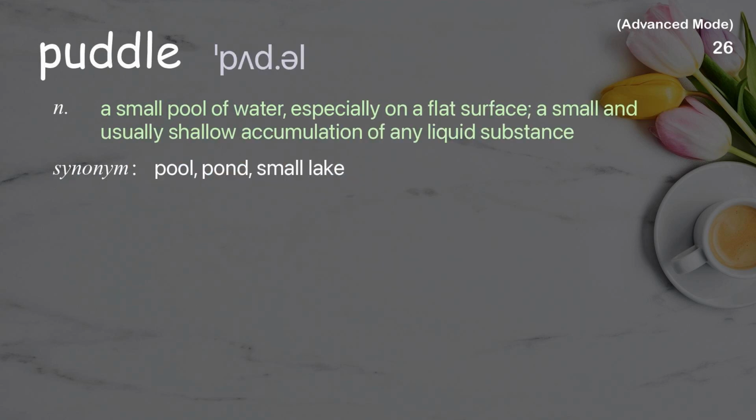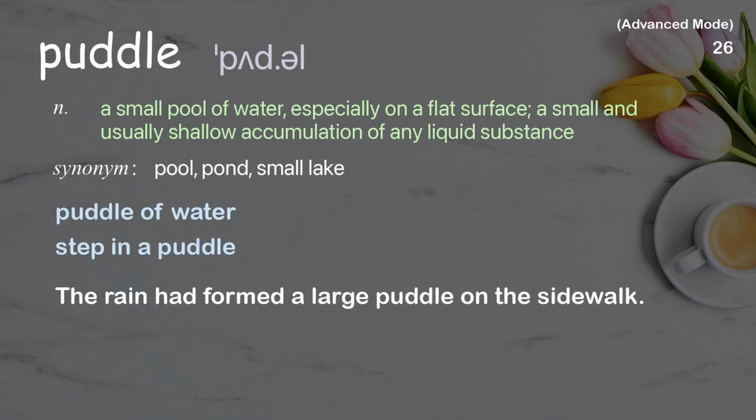Puddle. A small pool of water, especially on a flat surface. A small and usually shallow accumulation of any liquid substance. Examples: Puddle of water. Step in a puddle. The rain had formed a large puddle on the sidewalk.